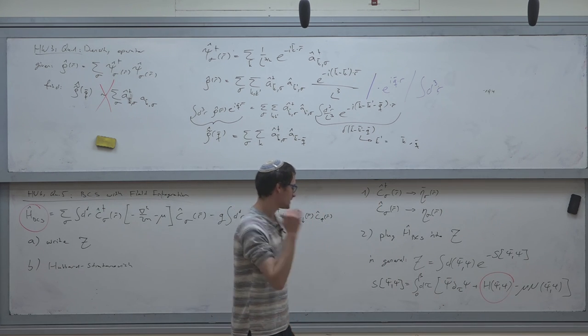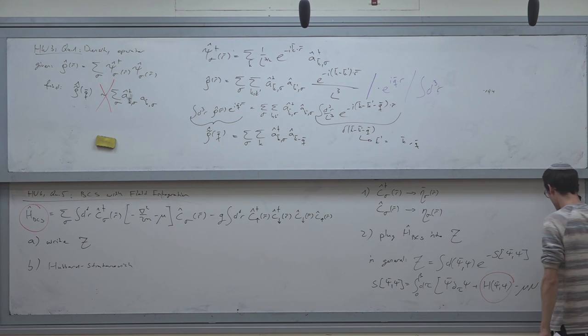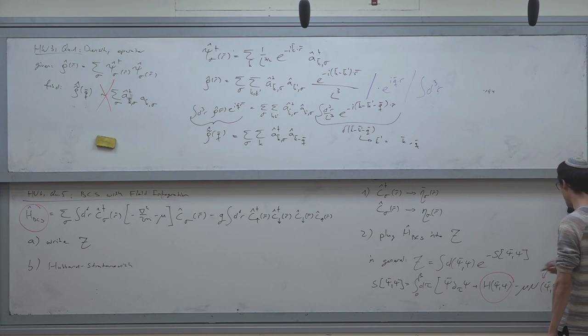The number operator in terms of daggers is just c dagger c, an integral over all space, d^d r, and there's a sum over sigma, because you're counting all the particles. So put on a number operator and just sum over all space. That's as simple as it is.